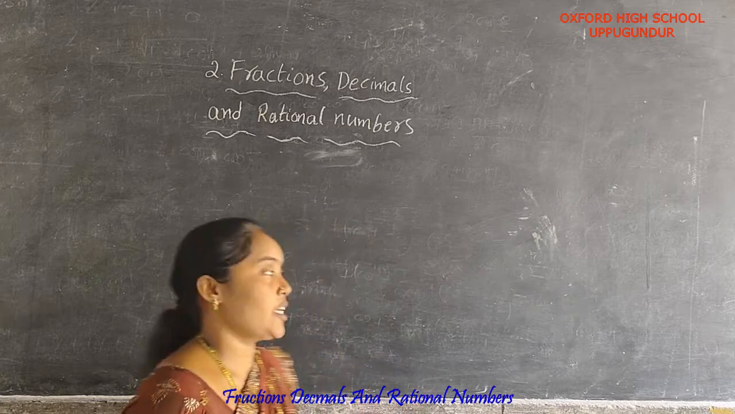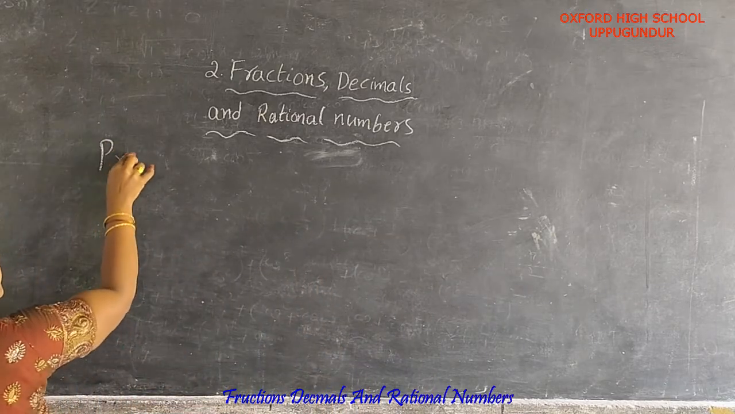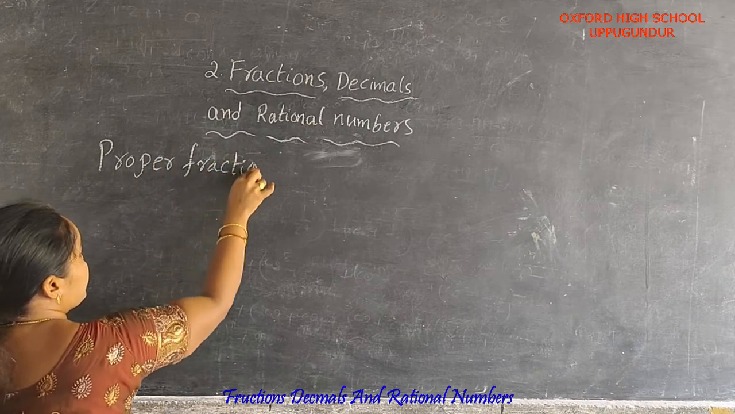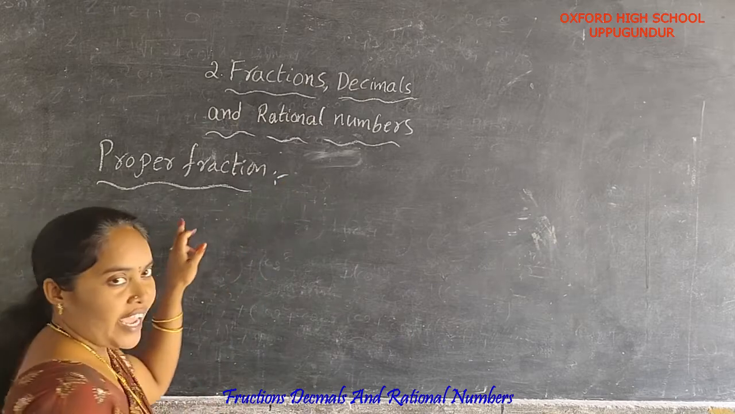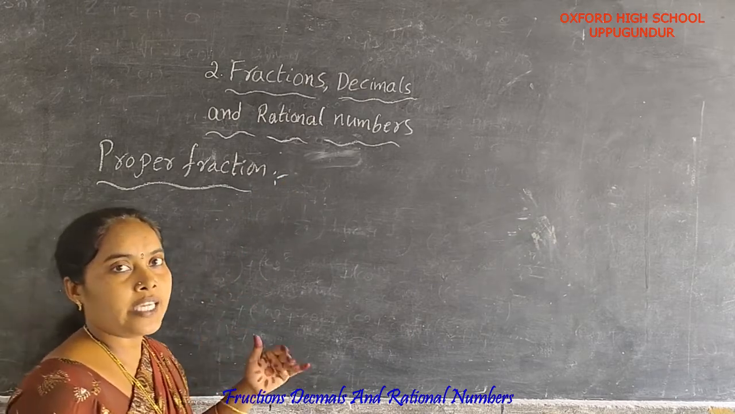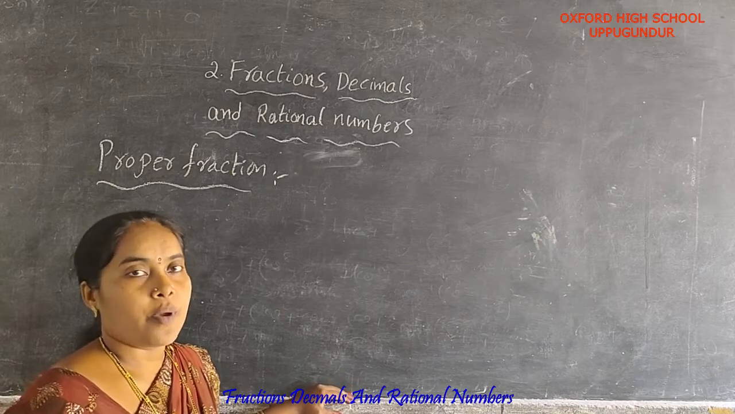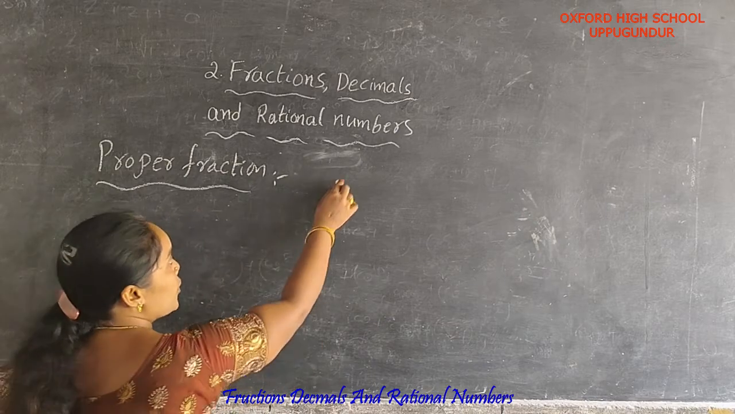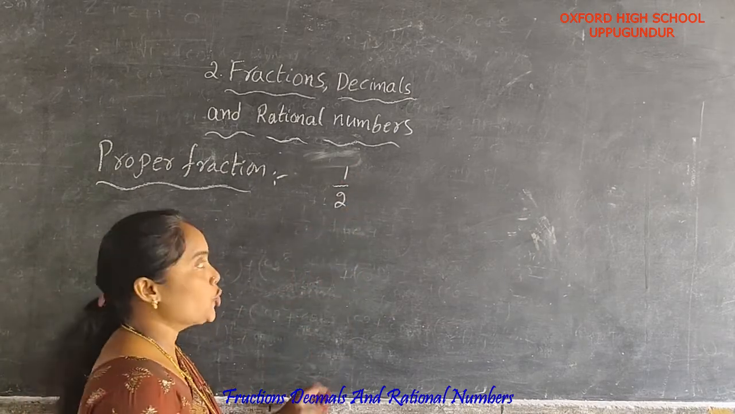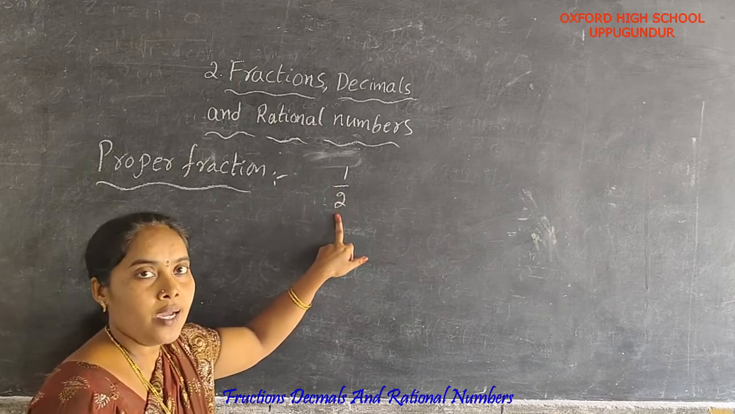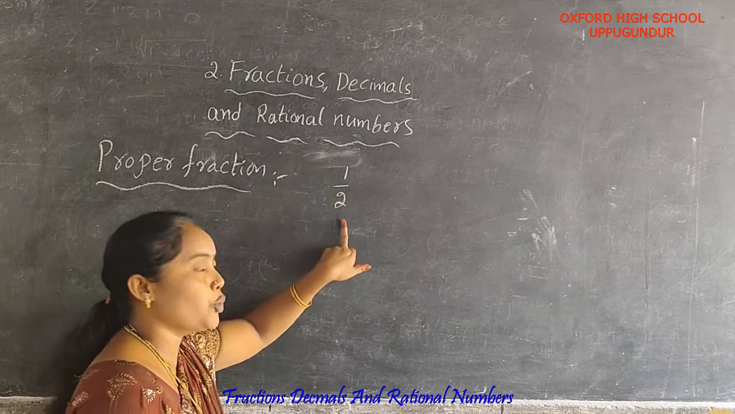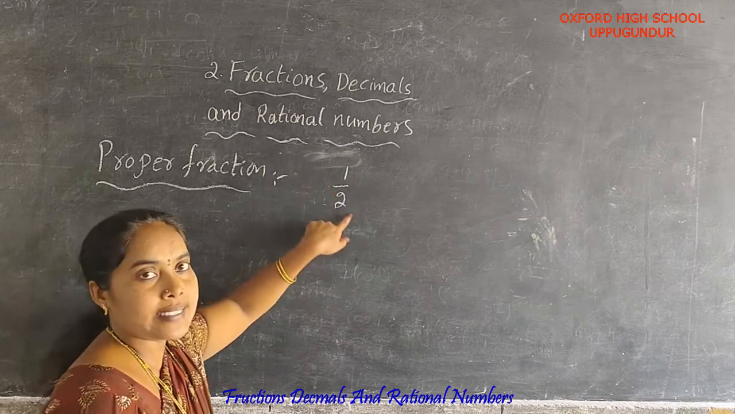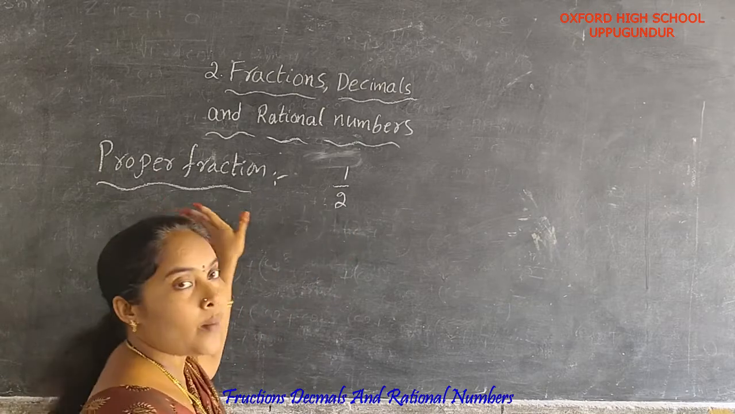First one is proper fraction. Numerator is less than the denominator is called proper fraction. For example, 1 by 2. 1 is the numerator and 2 is the denominator. Numerator is less than the denominator, so it is called a proper fraction.